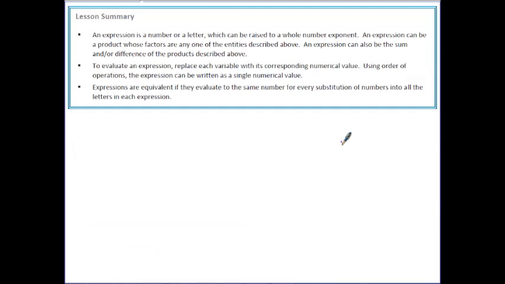In this lesson, we have learned that an expression is a number or letter which can be raised to a whole number exponent. An expression can be a product whose factors are any one of the entities described above. An expression can also be the sum and or difference of the products described above. To evaluate an expression, replace each variable with its corresponding numerical value. Using order of operations, the expression can be written as a single numerical value. Finally, expressions are equivalent if they evaluate to the same number for every substitution of numbers into all of the letters in each expression.